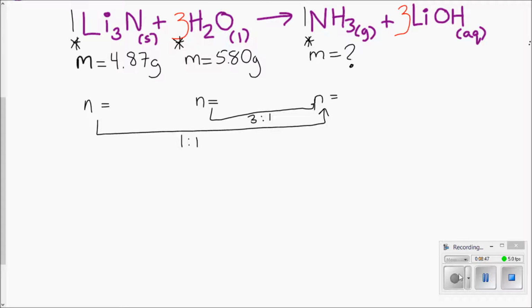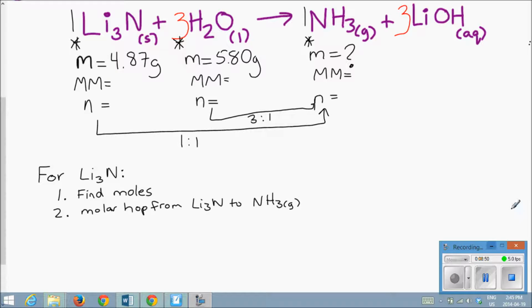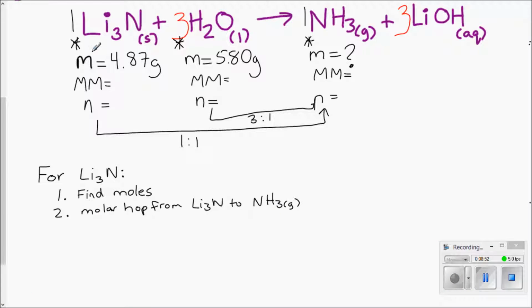So let's do that now. We are going to find the moles of lithium nitride first. We are then going to molar hop, or use the stoichiometric 1 to 1 ratio, to NH3. The one that produces less will be our correct answer.